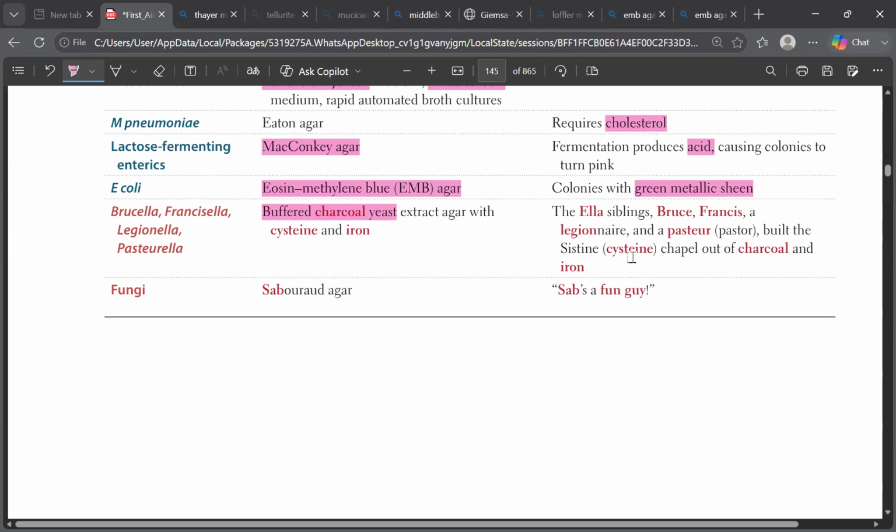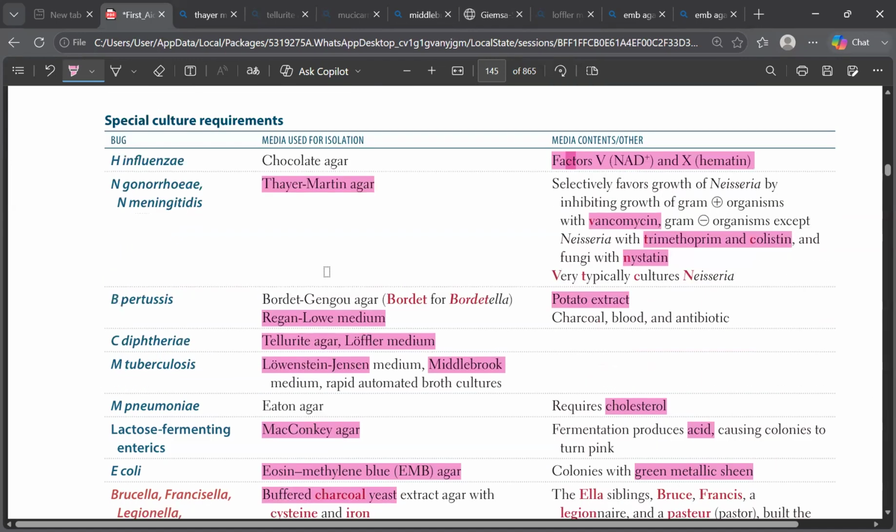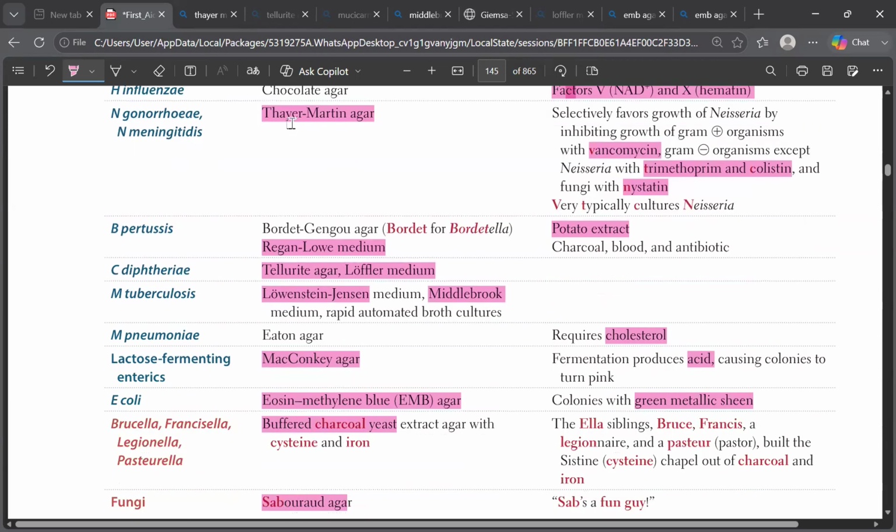Oh, that's such a good mnemonic. And then we have fungi that require a separate agar. Sab's the fun guy. Reviewing all these, chocolate agar was required by H. influenza, Thayer-Martin agar by Neisseria, and it had vancomycin, trimethoprim, colistin, and nystatin.